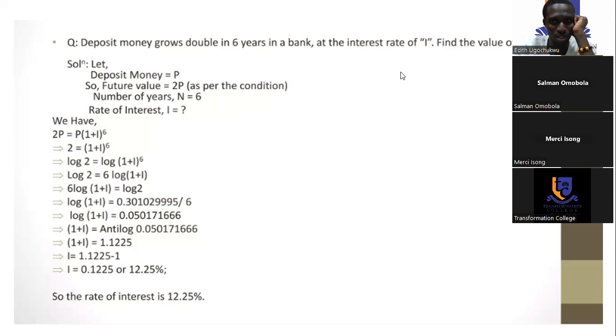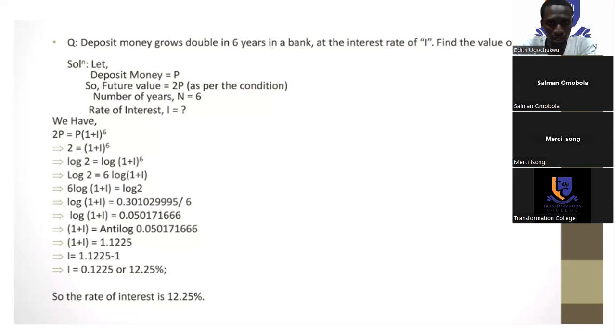There's really no much time to actually delve into it. So you can see a question on simple interest: a deposit of money grows double in 6 years in the bank at the interest rate of I. Find the value of I. You can see application of logarithm.